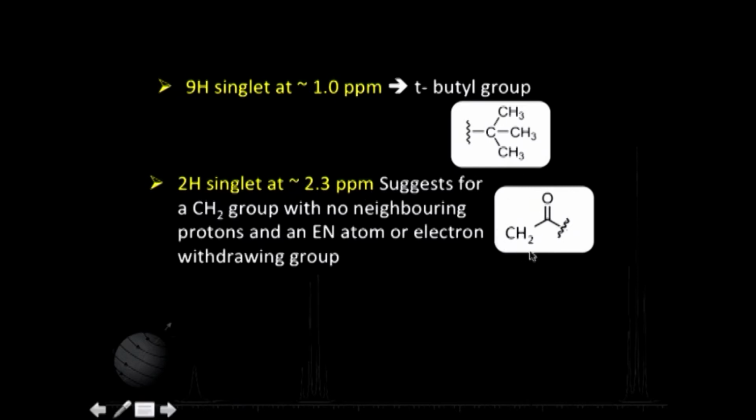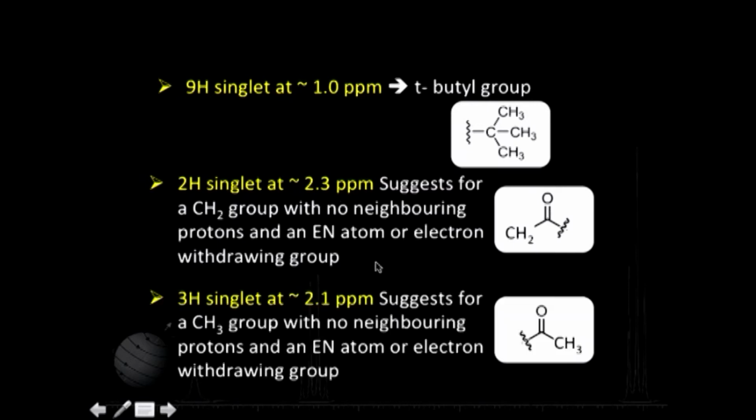Maybe we have got a CH2 group attached to a carbonyl. There is a possibility we propose for the location of this particular signal over there. Third signal we have is a 3 proton singlet at 2.1 ppm. Similar to what we have here, again 3 proton means there is a methyl group there, singlet means no neighbors, and 2.1 ppm some kind of an electron withdrawing group in the neighborhood. This could be the possibility there.